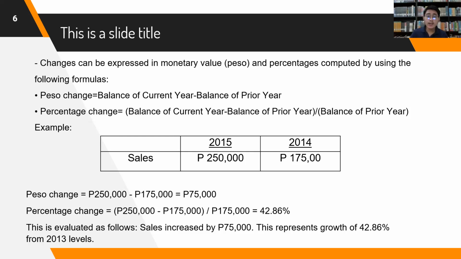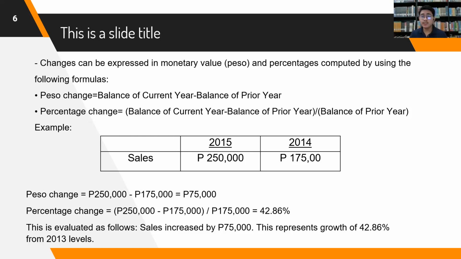Okay? So dito, sabi dito, we just need to subtract the 175 or the prior year to the current year. So 175,000 minus 250,000 pesos. I mean 250,000 pesos minus 175,000 pesos. Okay, so we can get the answer. The answer is 75,000 pesos. So that will be the peso change in sales. Okay, so ganun lang po kadali.